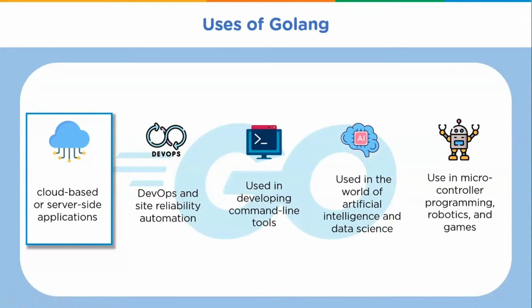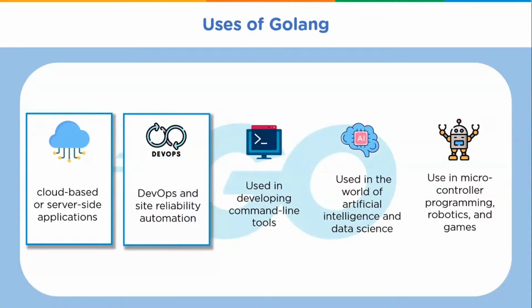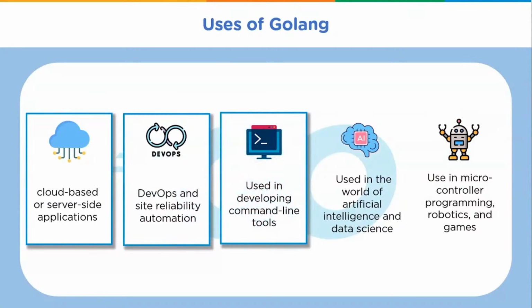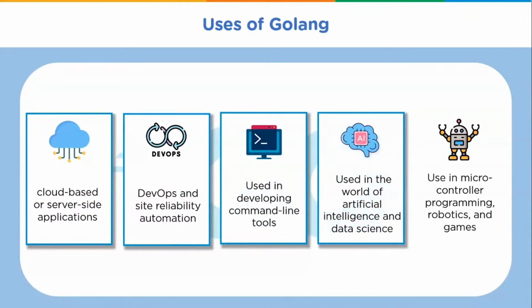DevOps and site reliability automation are also popular ways to use Go. Many command line tools are written in Go. Also, Go is used in the world of artificial intelligence and data science. Some use Go for microcontroller programming, robotics, and games. However, Go shines the most when it comes to infrastructure. Today, some of the most popular infrastructure tools are written in Go, such as Kubernetes, Docker, and Prometheus.